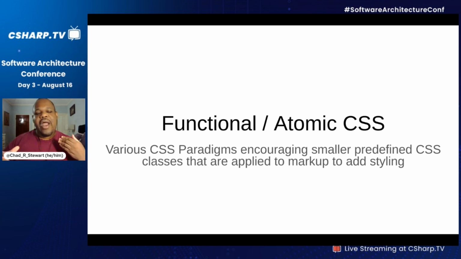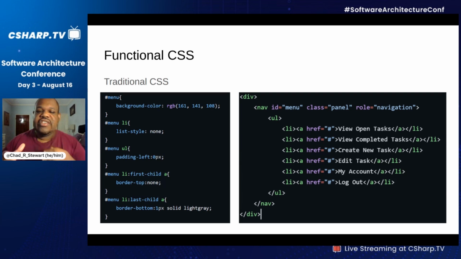There are various paradigms that encourage smaller predefined CSS classes, where the classes themselves tend to be labeled as actions. So if you imagine traditional CSS, you have your markup, and then you tag your markup with an ID or a class, and then you define your styles, generally in a style sheet in another file, and then you have to use selectors to select your markup with the ID or the class, and then you add styles to your application, to the components.